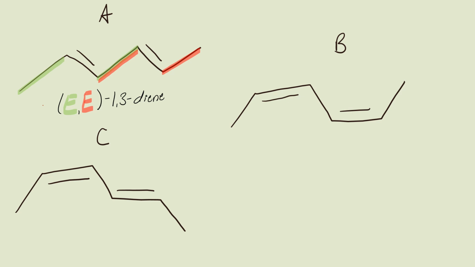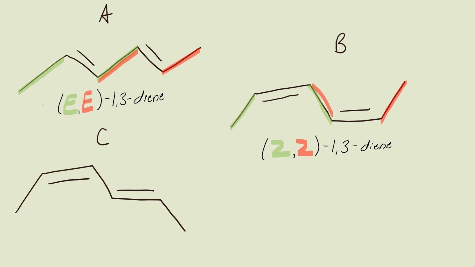Now let's look at structure B. The leftmost double bond has one pointing down and the other also pointing down. This one is cis. If we look at the rightmost double bond, one is pointing up and the other one is also pointing up. We call this a cis-cis or ZZ 1,3-diene.